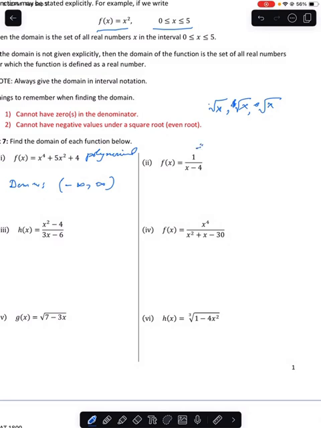Looking at the right side, number 2, f of x is 1 over x minus 4. So you notice here this is a rational function. So for a rational function, we have to be looking in the denominator. We don't worry about the numerator. No worries about the numerator. But the denominator cannot be 0.